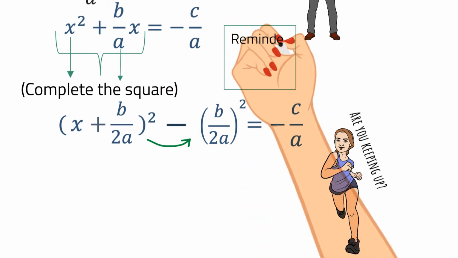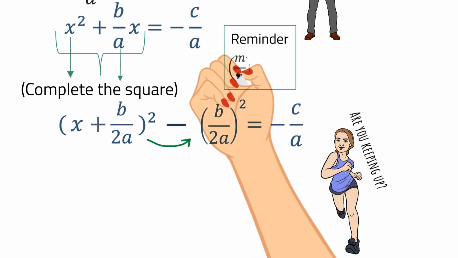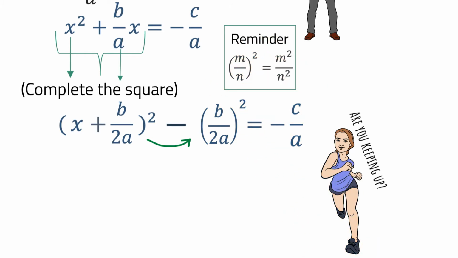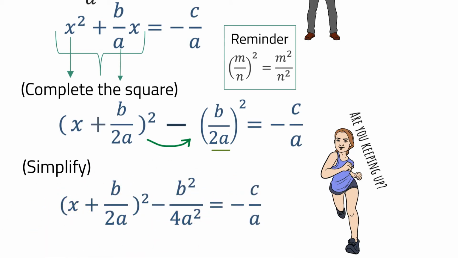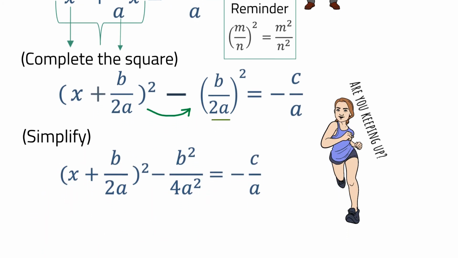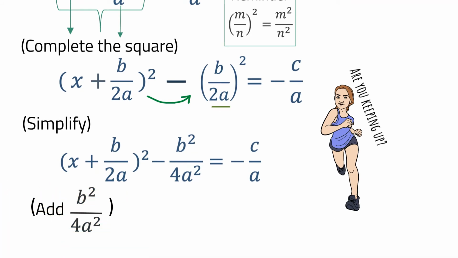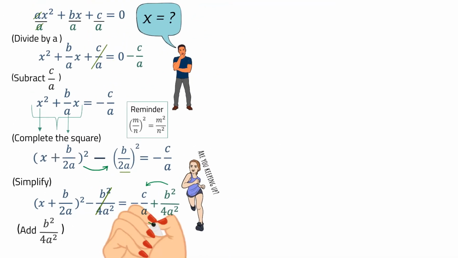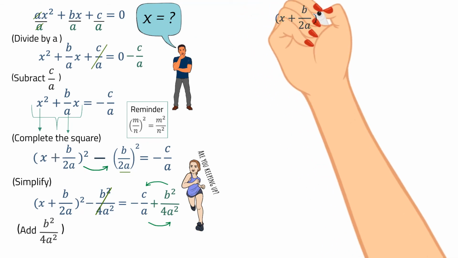Now, a quick reminder, if we want to square a fraction, we can just square the top and square the bottom. Now we're going to use that to simplify this term. So that will become b squared all over 4a squared. And now I'm going to add b squared over 4a squared to both sides to eliminate it from the left-hand side, and it's going to appear as a positive on the right-hand side. I'm just going to rewrite that again for you, swapping these two terms around.